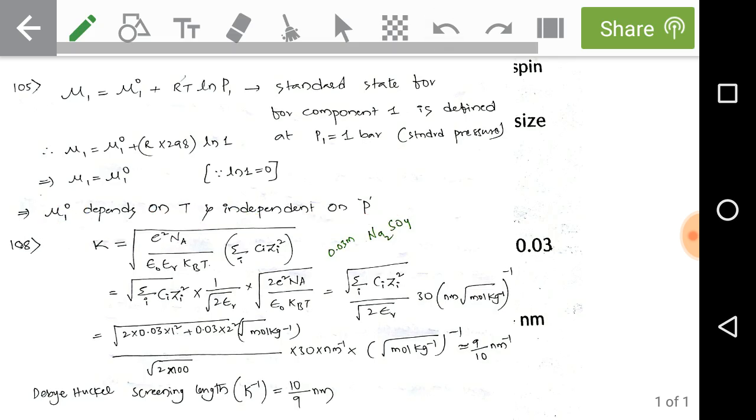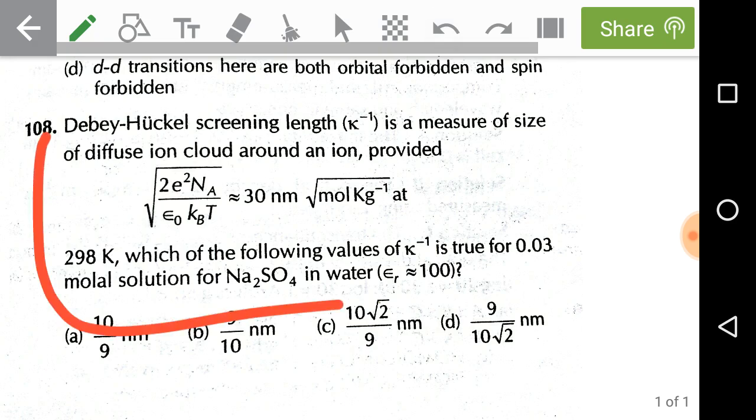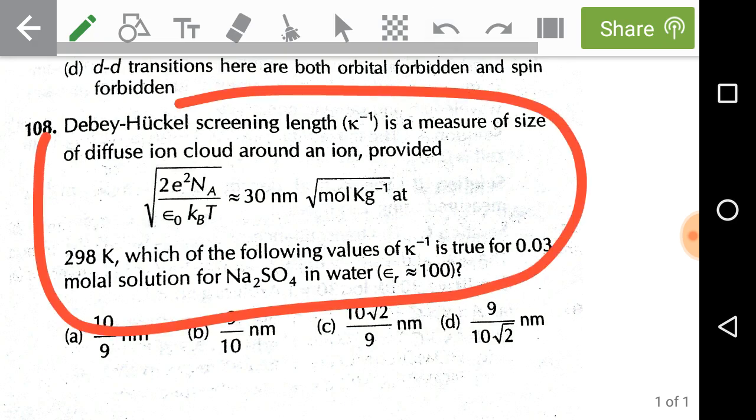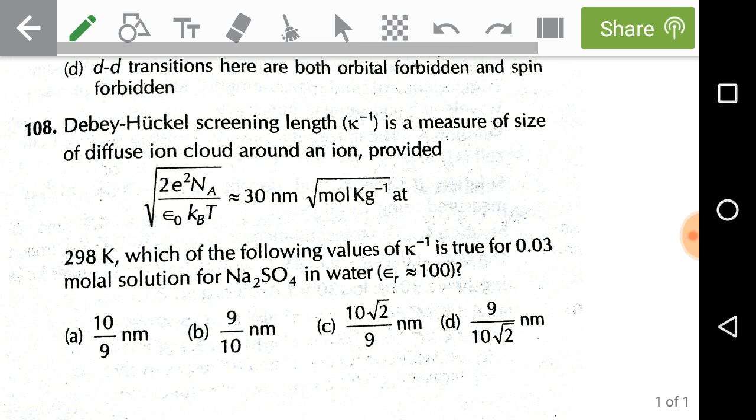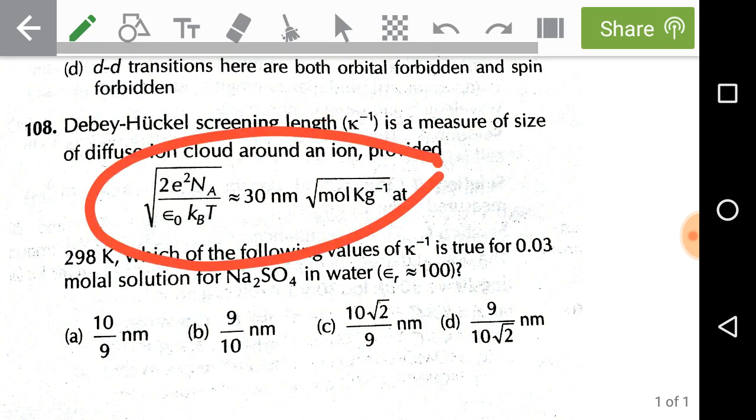Okay, and next question 108, Debye-Huckel screening length. Here K minus 1, that is kappa inverse, is a measure of the size of the diffuse ion cloud around an ion. Just observe the numericals here.